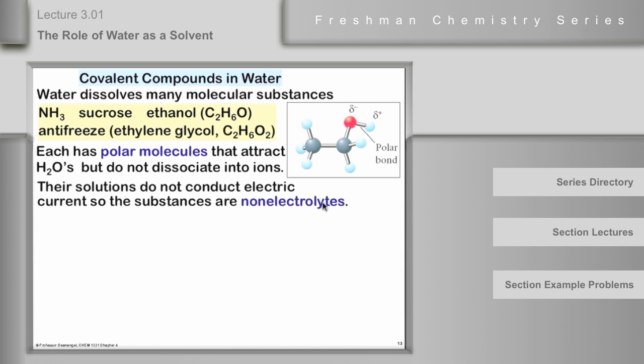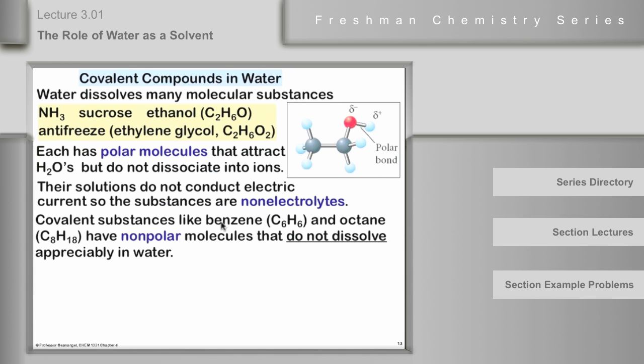So that's what a non-electrolyte is. It doesn't light the bulb because there aren't any ions. Now there are yet some other covalent materials, like benzene and octane and a few others I can think of, that also have non-polar molecules and don't dissolve in water. So these aren't electrolytes of any kind.